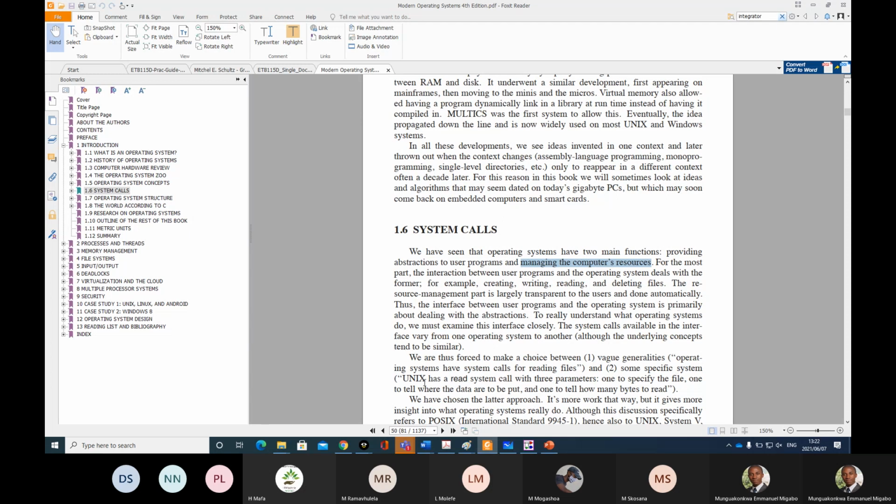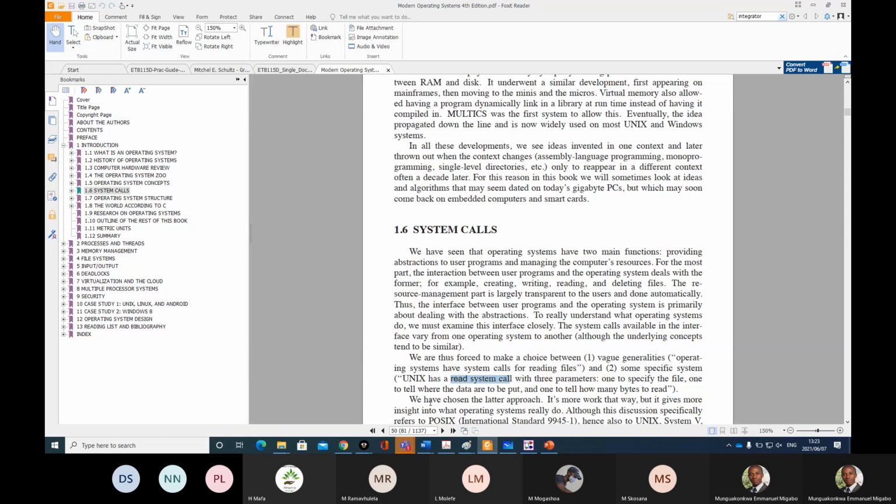Here, for example, in the specific case of Unix, it said that Unix has a read system call with 3 parameters: one specifying the file, and one to tell where the data are to be put. You say, I want to read this file, then once I've read it, I want to put the content of it in this other file, which could be the screen, etc. So the destination, basically. And lastly, how many bytes of that file I want to read. And we'll do all of this in practice as we go towards practicals.